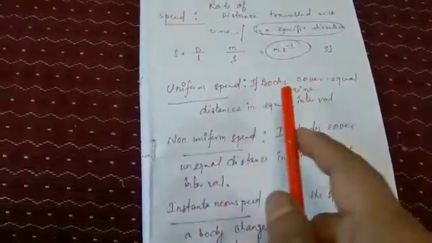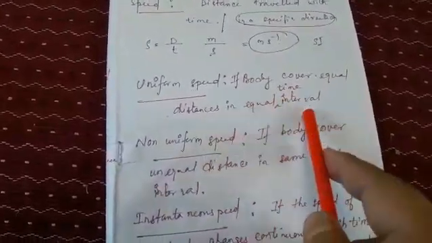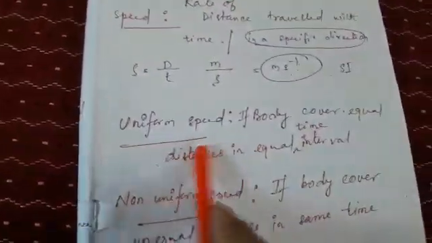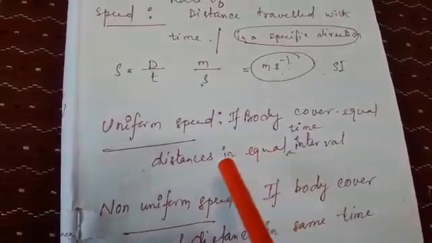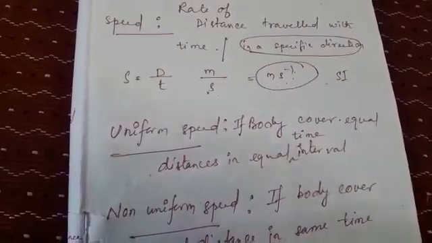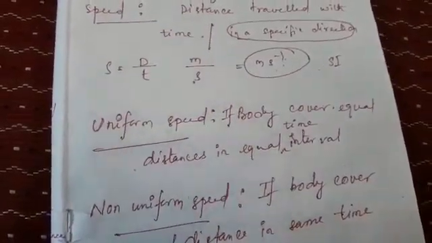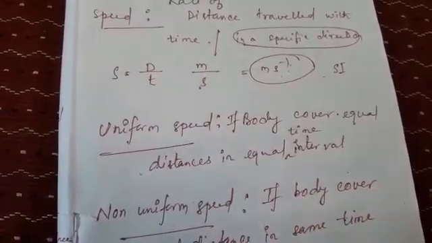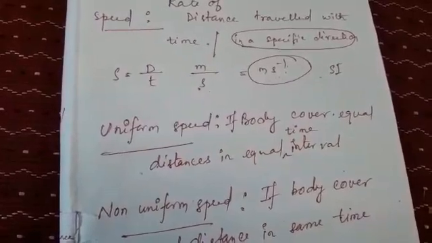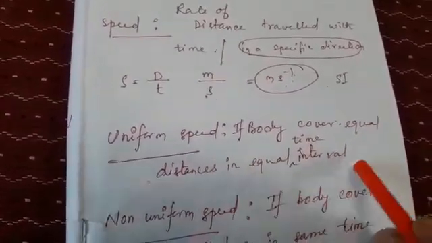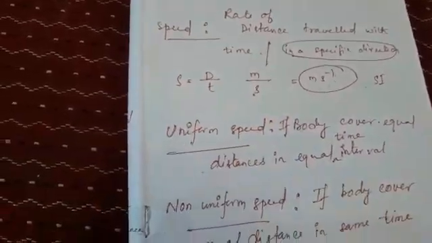For example, if the body covers equal distances in equal time interval, it is called uniform speed. Means equal distance in equal time interval. Say in 5 minutes it is covering 10 kilometer, so in next 5 minutes it will again cover 10 kilometer, and so on. So in that type it is called uniform speed. And if you add in this statement in a specific direction, then this will become uniform velocity.